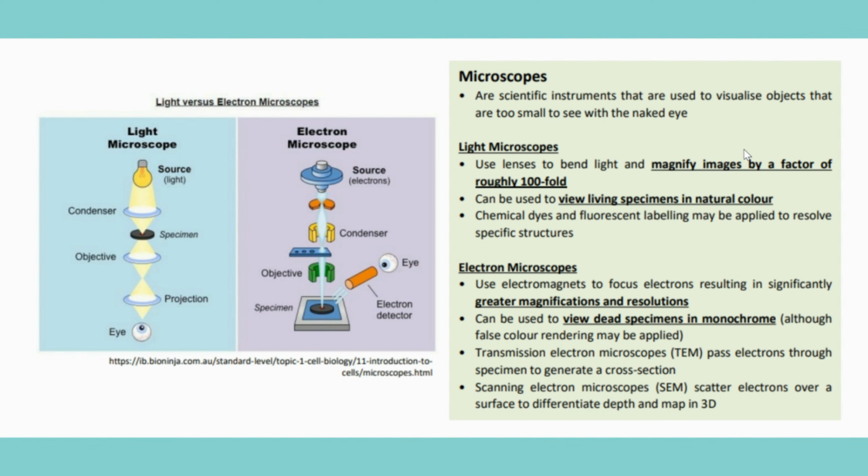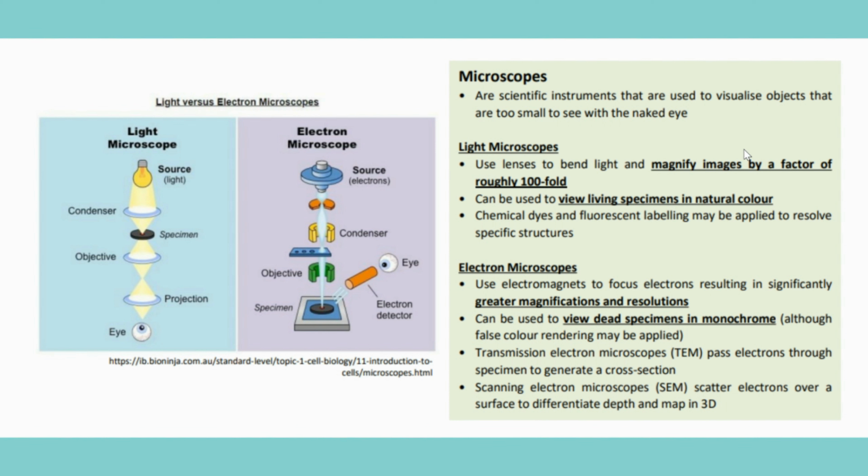So resolution is not the same as clarity. Resolution means how distinctly you can see different structures in a cell, or in anything, under a microscope. Electron microscopes, on the other hand, use electromagnets, not light, to focus electrons, resulting in significantly greater magnifications and resolutions. They can be used to view dead specimens in monochrome, although sometimes false color or dyes are used to make your distinctions between organelles better.